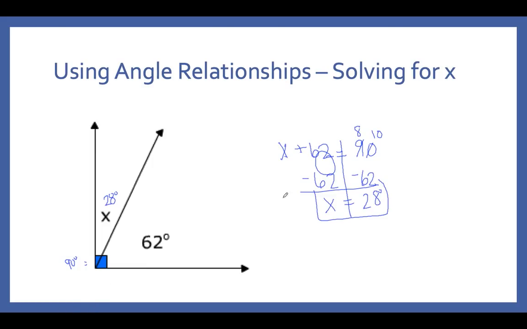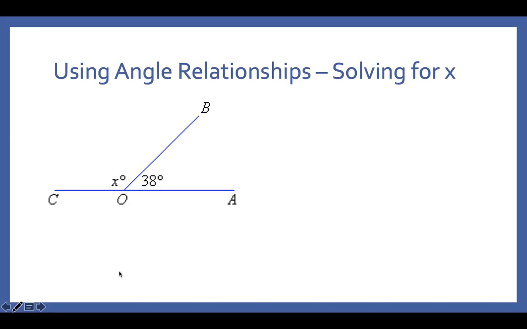So sometimes it'll tell you that you have complementary angles. Sometimes you'll just see it, because they'll give you that little clue with that little box telling you that you have a 90 degree measurement. So let's keep going.